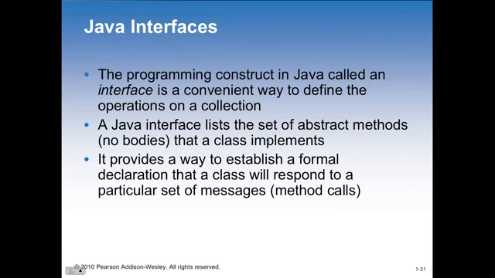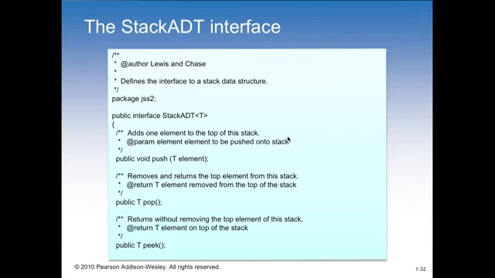A Java interface lists the set of abstract methods, no bodies, just the abstract methods that the class implements. It's kind of like the specification for the class without the implementation. It provides an easy way to establish a formal declaration of the class, which will respond to particular sets of messages or method calls. The interesting thing about Java, as a side note, is we can take a class and implement several interfaces.